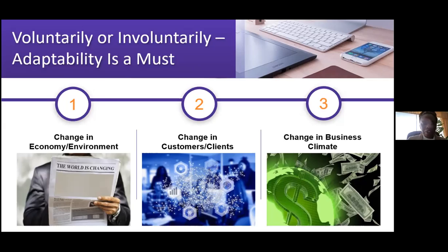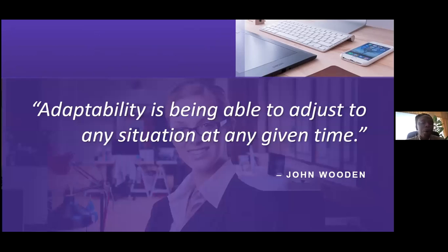All right, thanks so much for sharing that. I have a quote here. Adaptability is being able to adjust to any situation at any given time. And that's John Wooden.